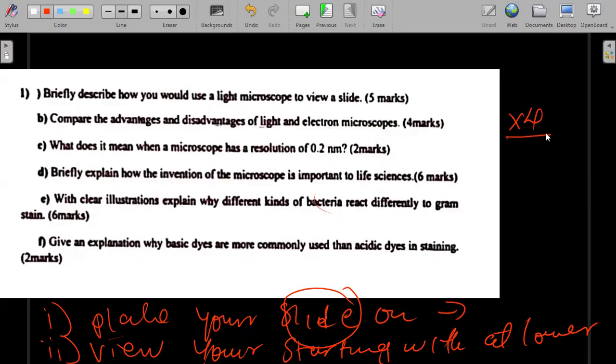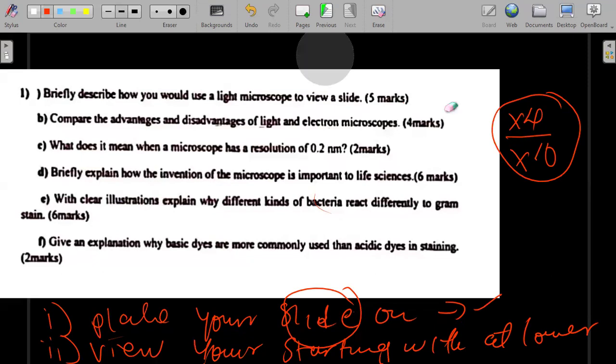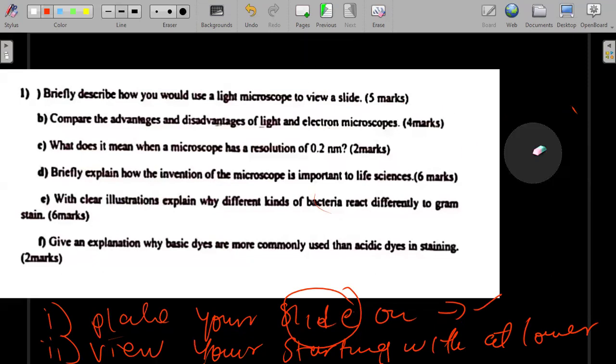So you can start at times 4. You can start at times 10. Okay. So this is where you view your specimen at low power. That's the next step after putting it on stage. Okay. So you start viewing it. You start with the low power there. Okay. Are we together up to here? Okay. So you have your second point there.